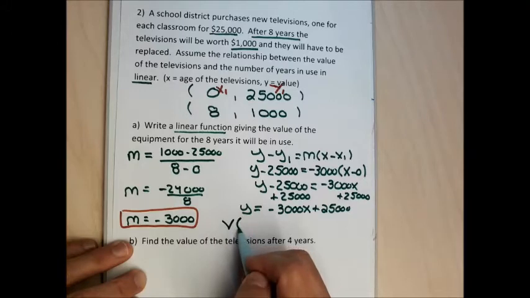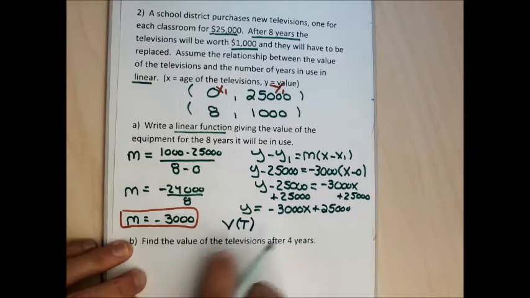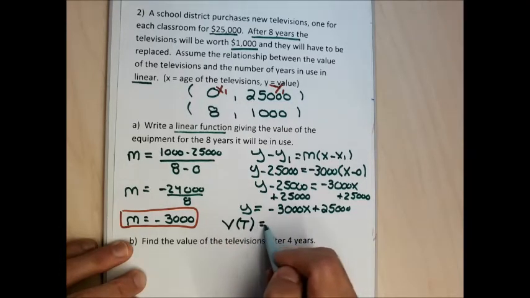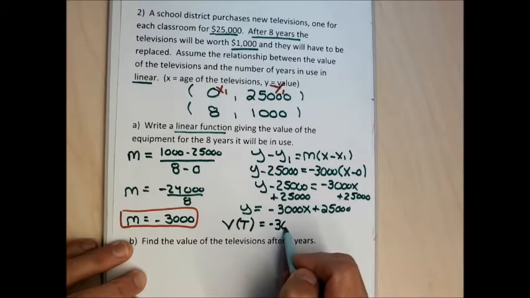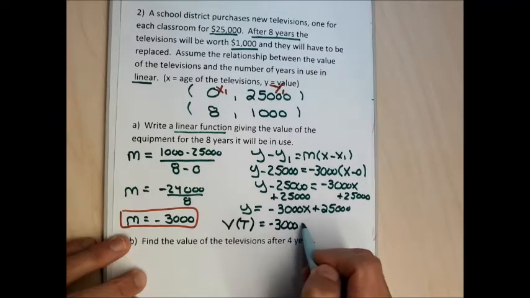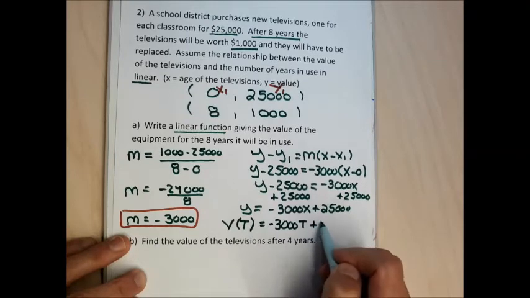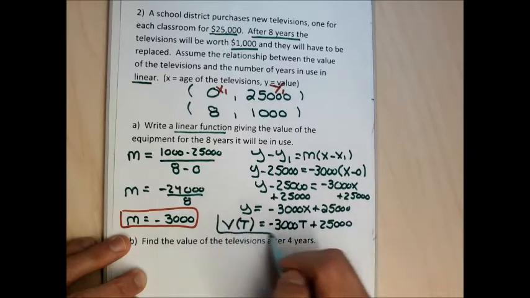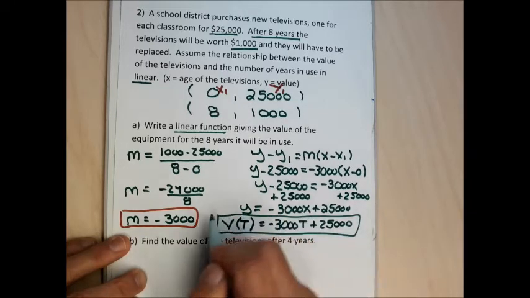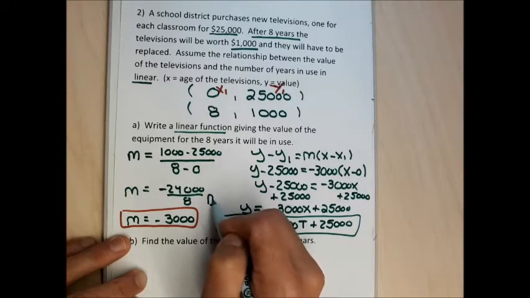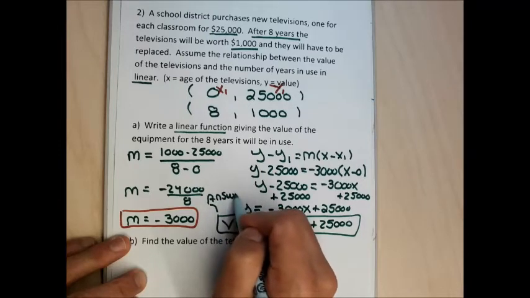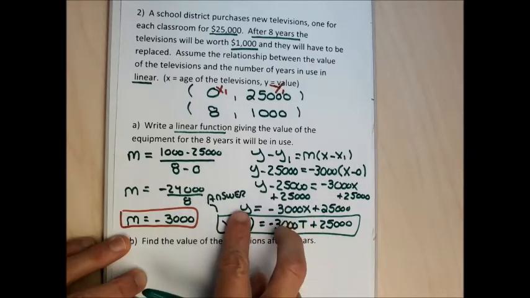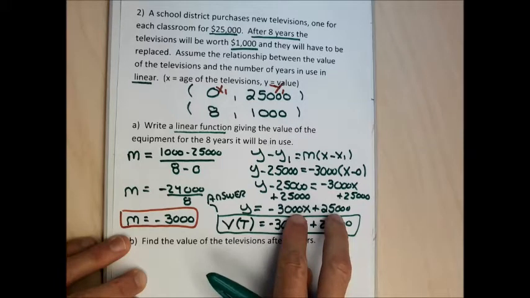I said that I changed the y to a v, and I changed the x to a t. I'm just going to transform the algebra answer into something that's a function answer, or something written in function notation. And this might be the answer I'd write on my key for problem 2a. I'll call this my answer. So the equation y equals negative 3000x plus 25,000.